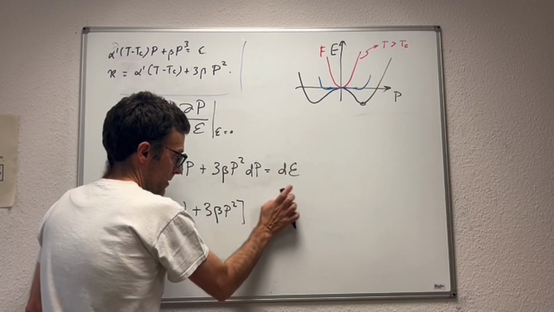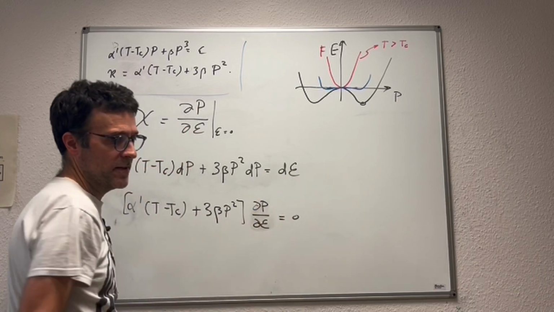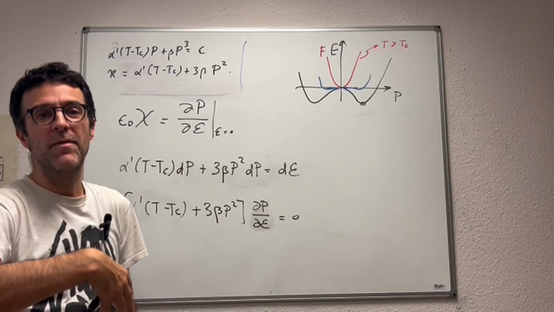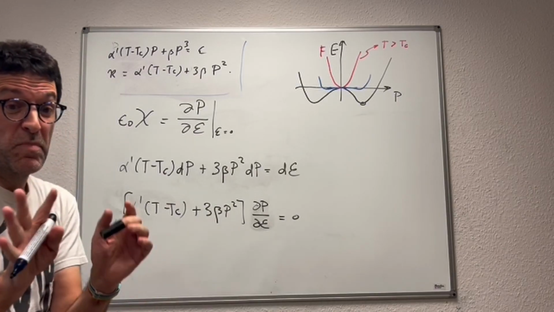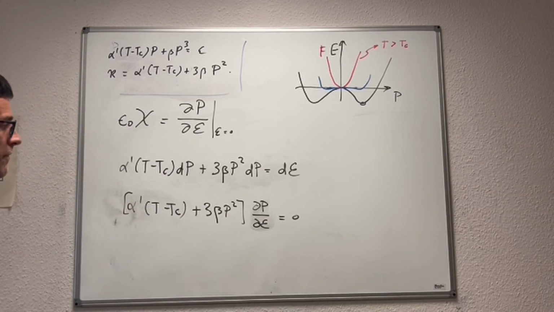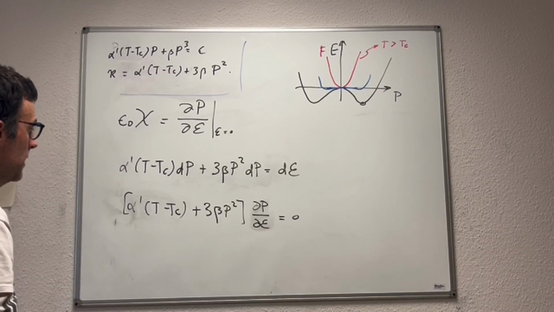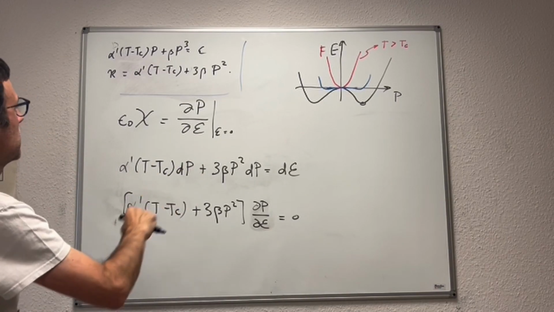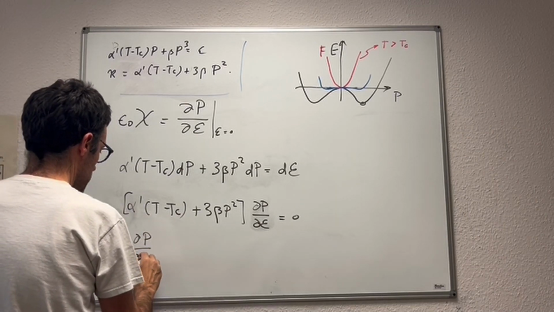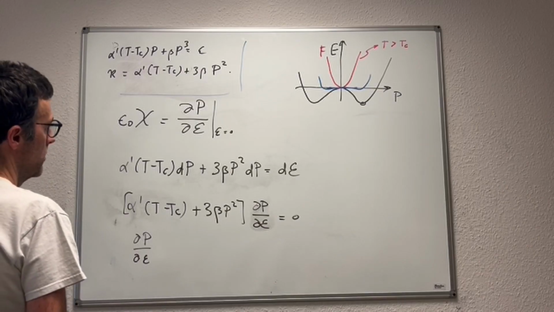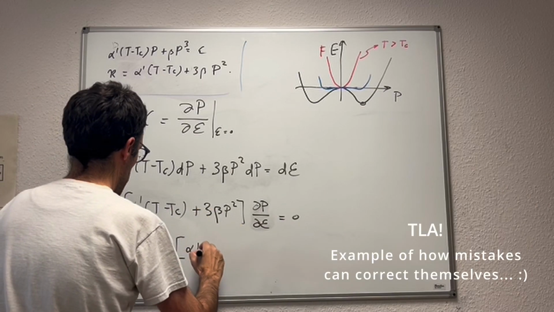So I can essentially write this, and this is at constant temperature, at constant everything that we don't worry about. That's implicit when we write something like that. So this means that dP/dE equals the inverse of this thing.